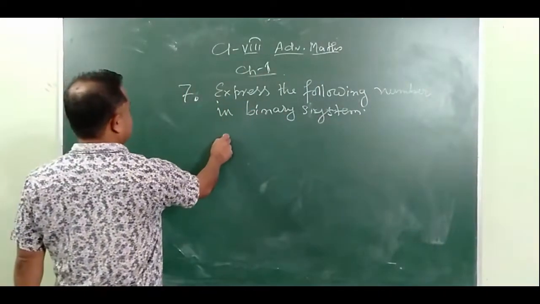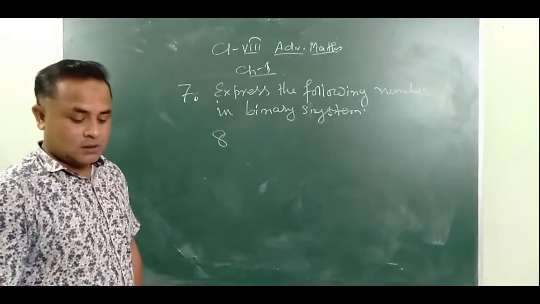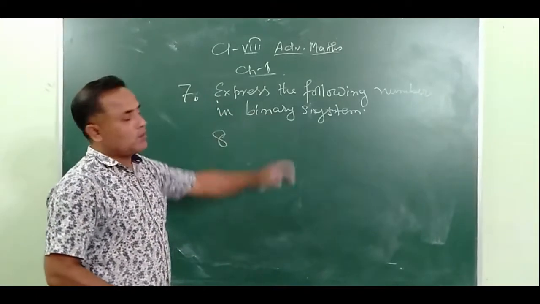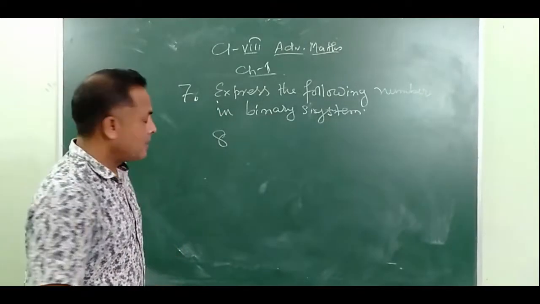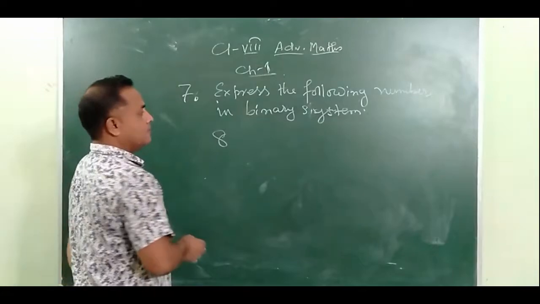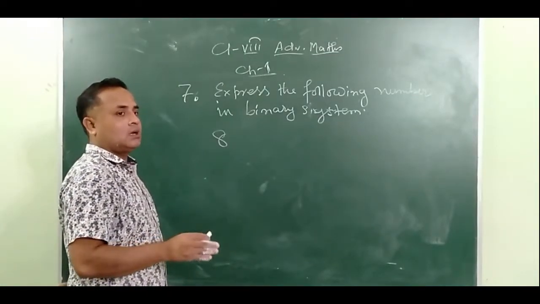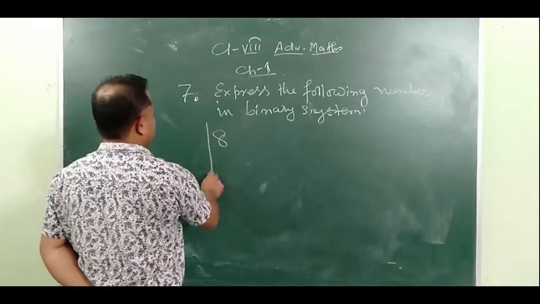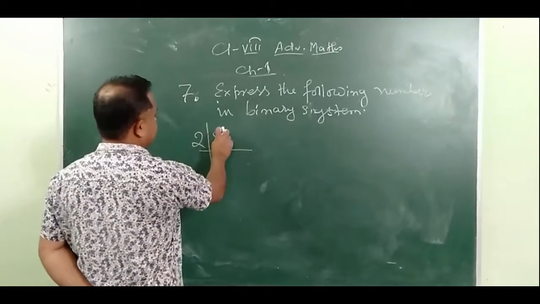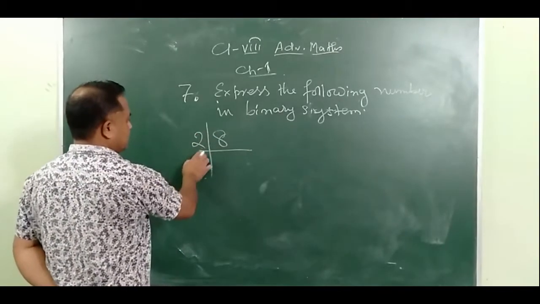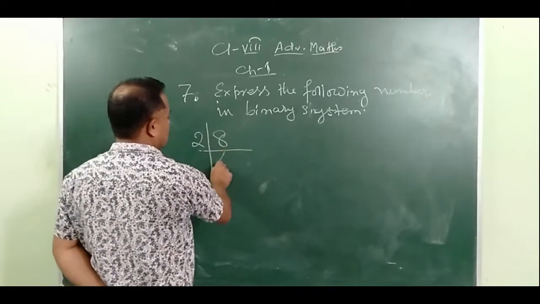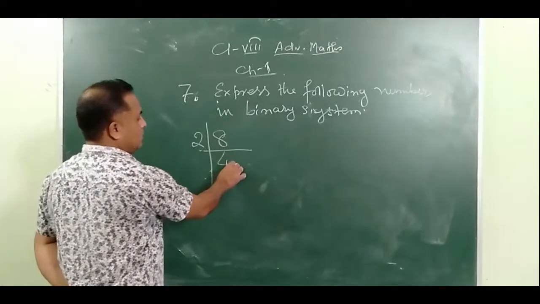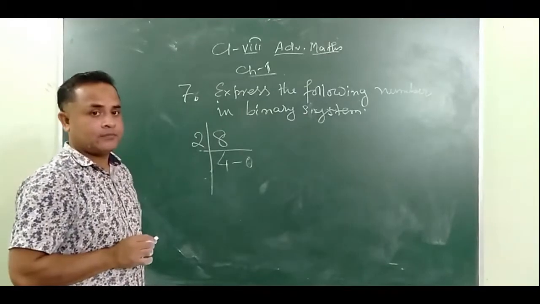Now let's take one number, that is 8. Now this 8, how will we convert into a binary system? Let's see. Binary means you will divide by 2. So when we divide 8 by 2, how many times does it go? 4 times, and the remainder is 0.